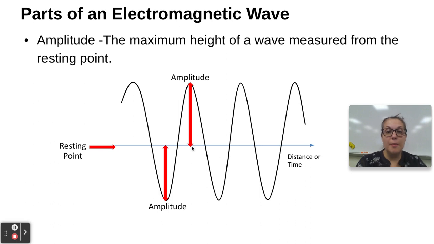Measuring from that I'm not moving position to the crest is one way you can measure the amplitude. It is also from the resting point, I'm not moving point, to the lowest point, the trough. So keep that in mind. Amplitude can be from the resting up or the resting down. We just want to know the height or even the depth of the wave.